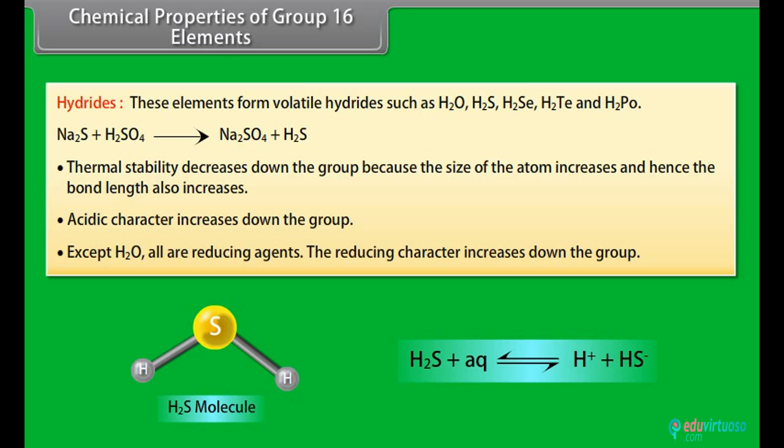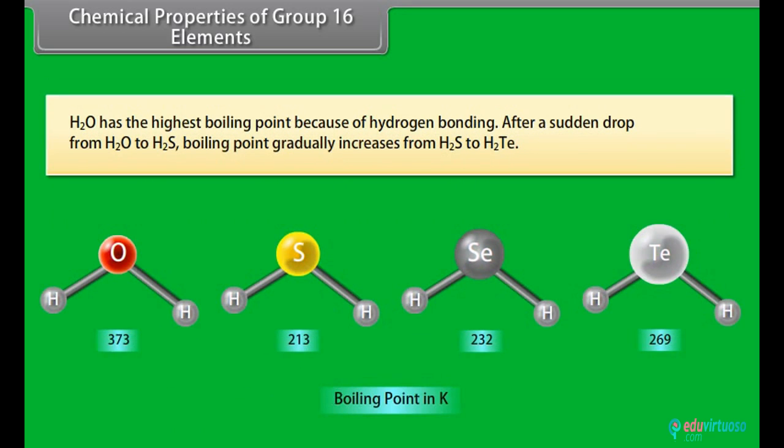Except H2O, all are reducing agents. The reducing character increases down the group. H2O has the highest boiling point because of hydrogen bonding. After a sudden drop from H2O to H2S, the boiling point gradually increases from H2S to H2Te because of increase of molecular mass and hence van der Waals forces.